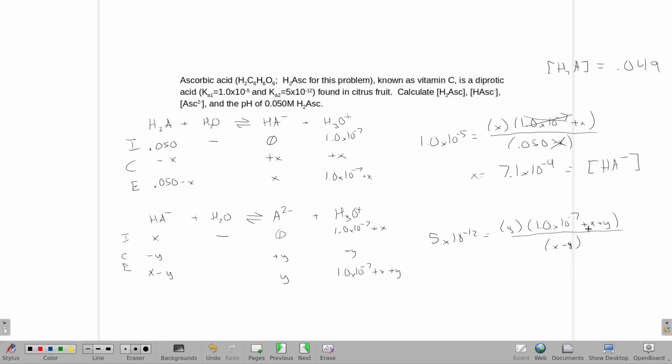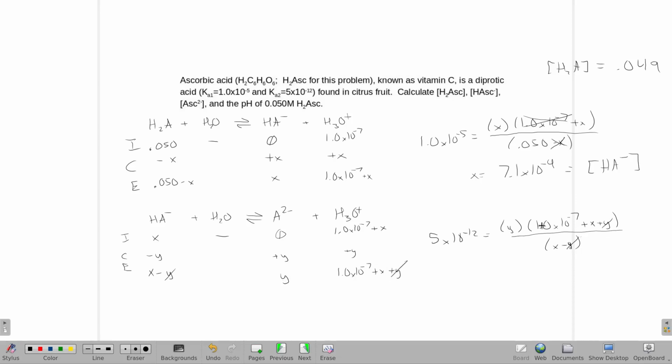Alright, rather than actually plug in that X and do anything with it, let's think about what the size of this Y is. And you see how small this number is? This reaction doesn't go forward hardly at all, does it? So is the Y going to be a very big number? Probably not. Now I can't ignore it here because it's the only thing that makes up this value. But I can probably ignore it on these two. So I am.